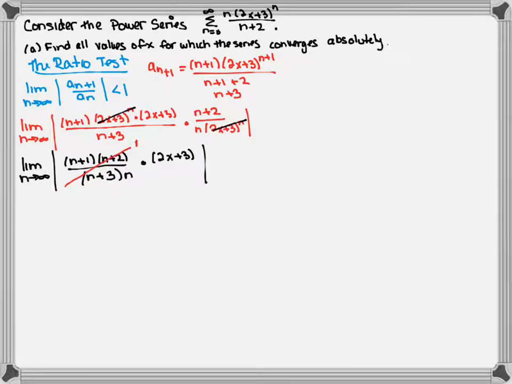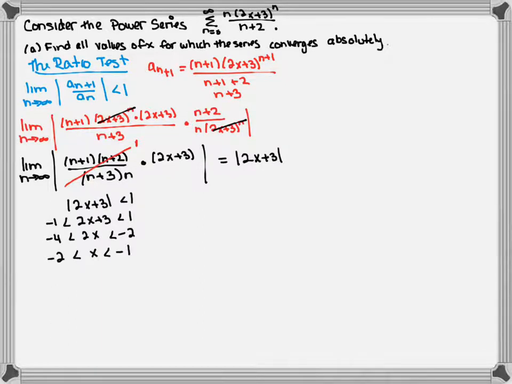So notice that this is going to 1 because as n goes to infinity, this is similar to n squared over n squared, which is 1. So I'm just left with 2x plus 3, and we want this to be less than 1. So we have an interval of convergence from -2 to -1.